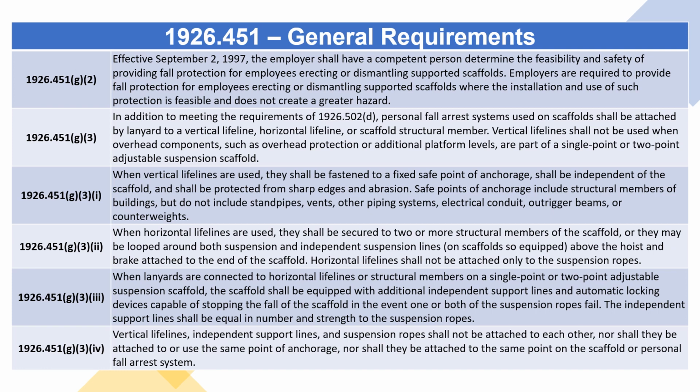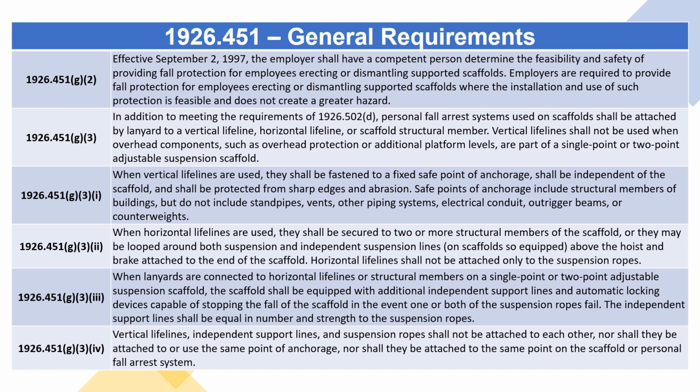1926.451 G3. In addition to meeting the requirements of 1926.502 D, personal fall arrest systems used on scaffolds shall be attached by lanyard to a vertical lifeline, horizontal lifeline, or scaffold structural member. Vertical lifelines shall not be used when overhead components, such as overhead protection or additional platform levels, are part of a single-point or two-point adjustable suspension scaffold.